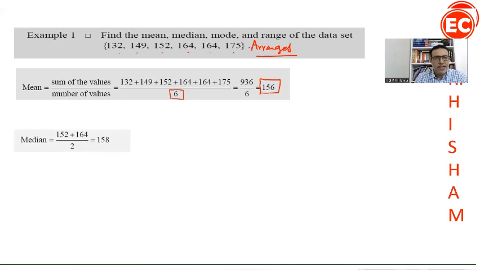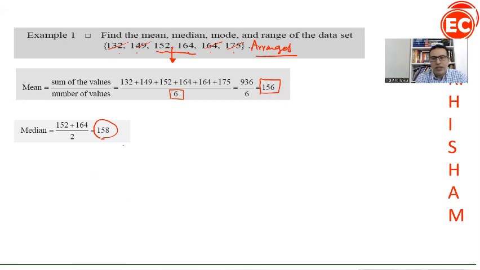Now let's go to the median. It's arranged, so we cancel 132 and 175, then 149 and 164. I will find 2 numbers in the middle. By adding them and dividing by 2, I get the value of the median. It's the number in the middle between 152 and 164, which is 158.